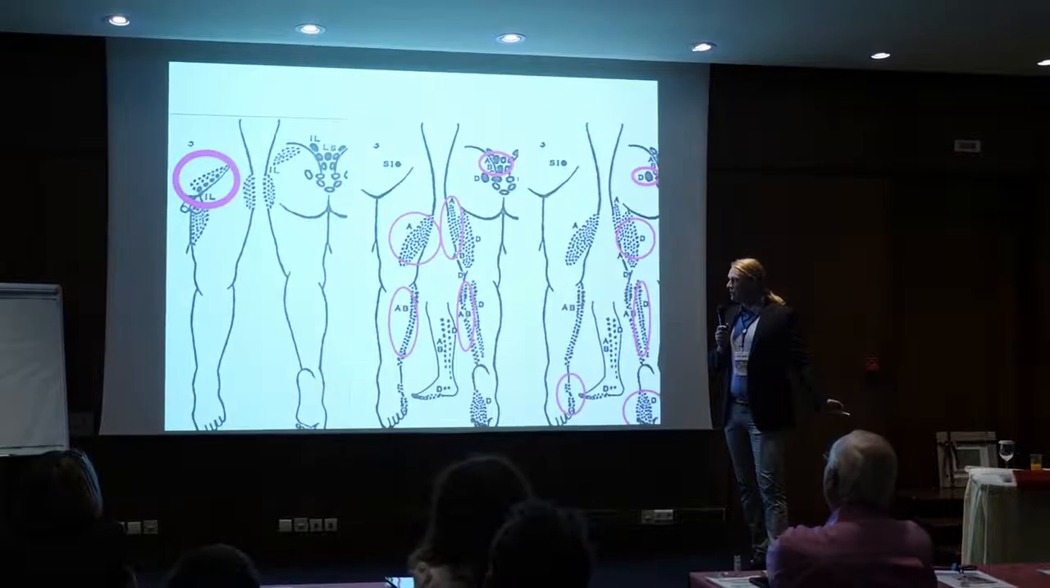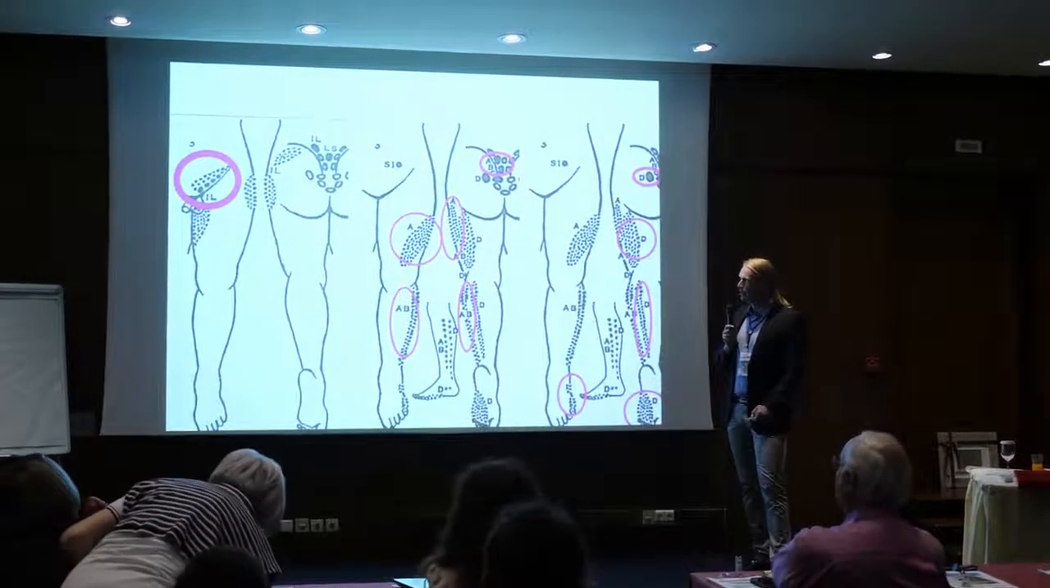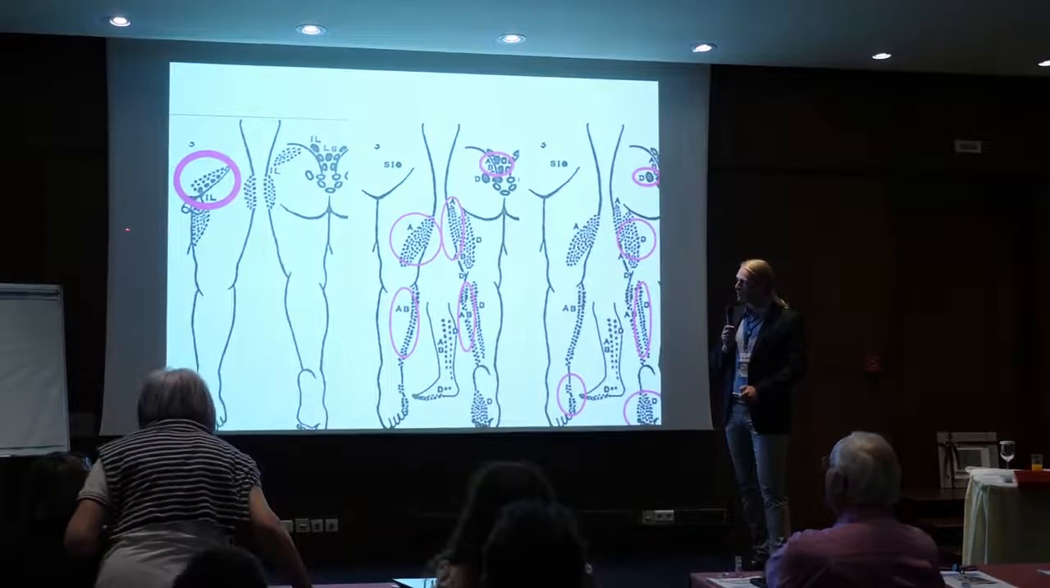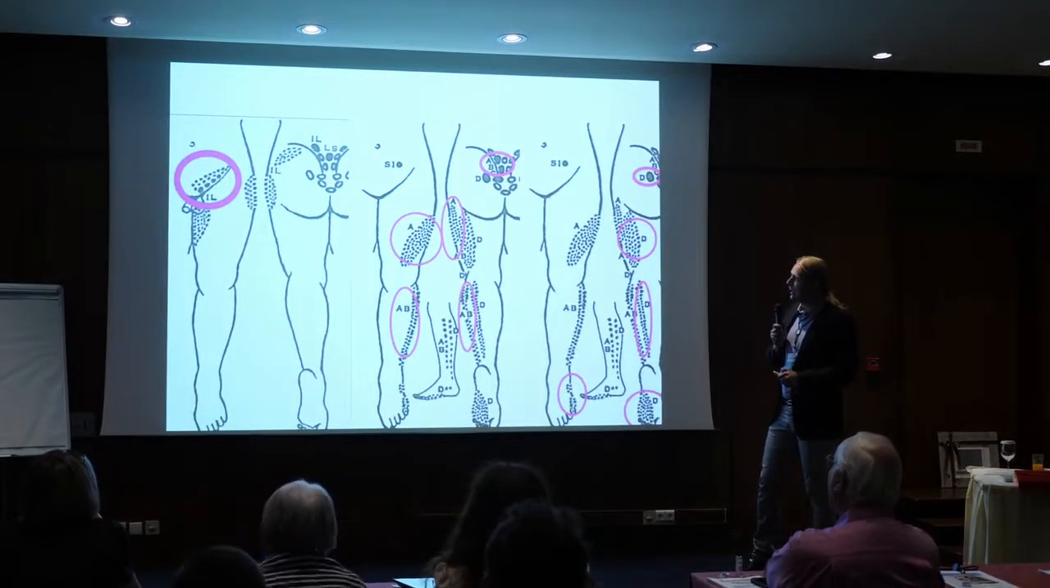So let's start off with a little bit more detailed picture here. So these are the pictures that Dr. Hackett made for us. And we start off with the iliolumbar ligament and the ABCD point, obviously. And we can see where the pain can go.